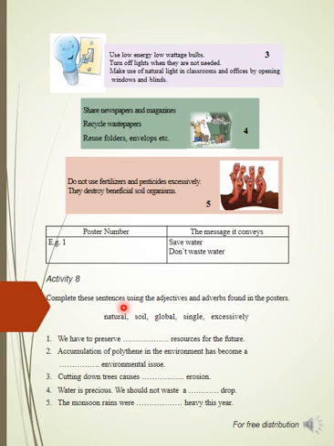The most appropriate answer is natural. We had to preserve natural resources for the future. Accumulation of polythene in the environment has become an environmental issue. Global environmental issue. It means world. Cutting down trees causes erosion. Soil erosion. Soil means land.